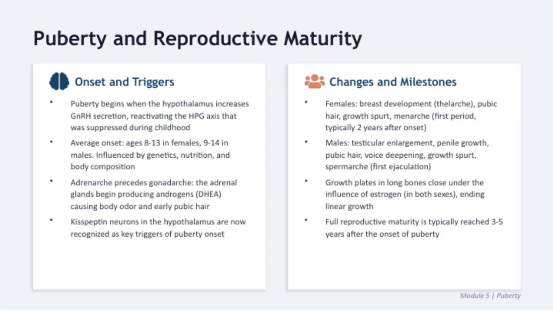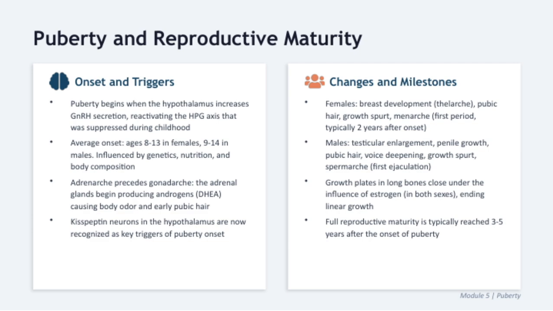Let's explore the key changes during puberty for both females and males. In females, you'll notice breast development, known as thelarche, along with the growth of pubic hair and a significant growth spurt. Menarche, or the first period, typically occurs about 2 years after puberty begins. For males, puberty involves testicular enlargement, penile growth, development of pubic hair, deepening of the voice, and a growth spurt as well. Spermarche, or the first ejaculation, marks a major milestone in male reproductive development.